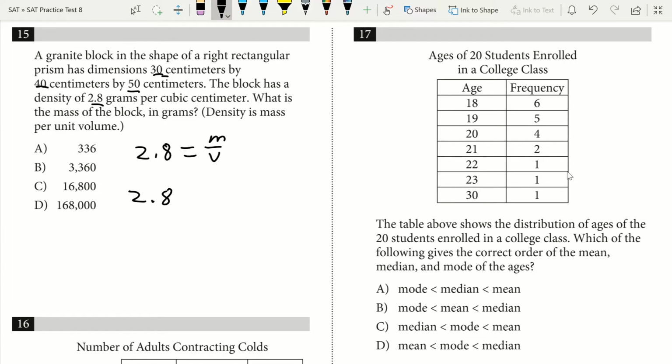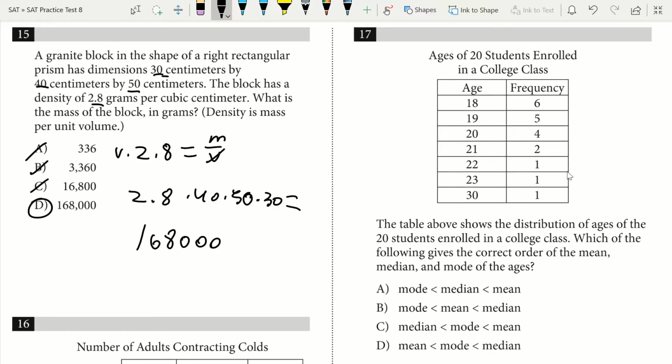So my mass then, when I multiply each side by volume, right, I get V times 2.8. It's going to be 2.8 times that 40 times that 50, and then times that 30. So when I plug that in my calculator, I'm going to get 168,000. So my answer there is going to be answer choice D.